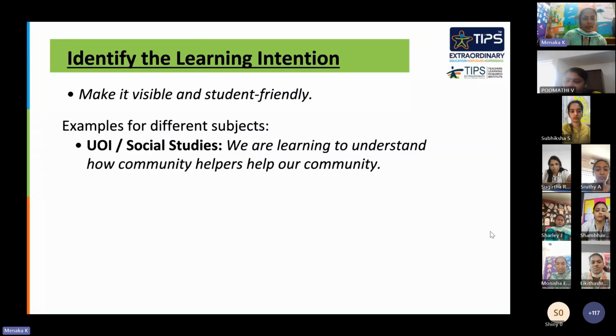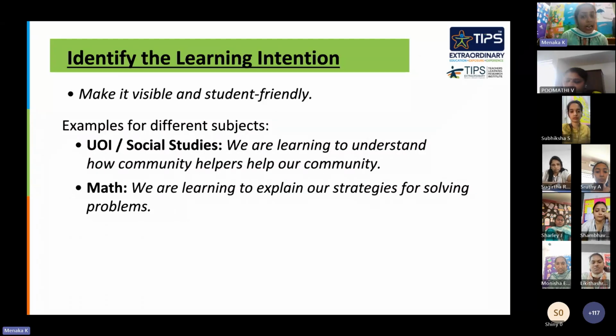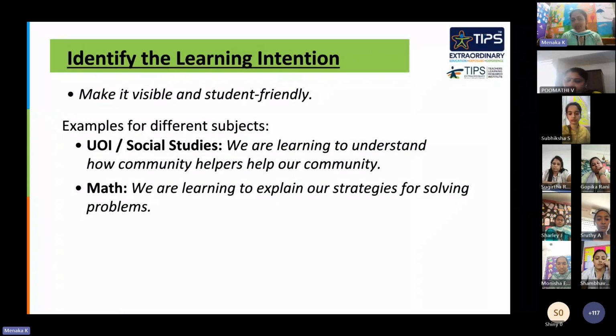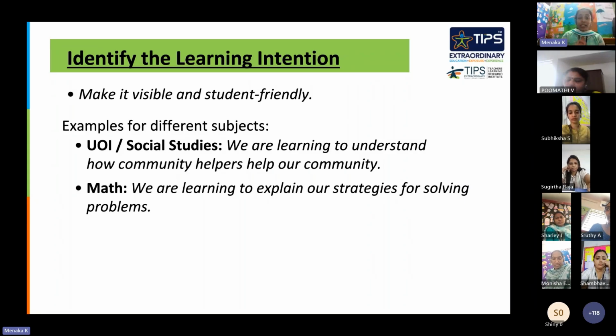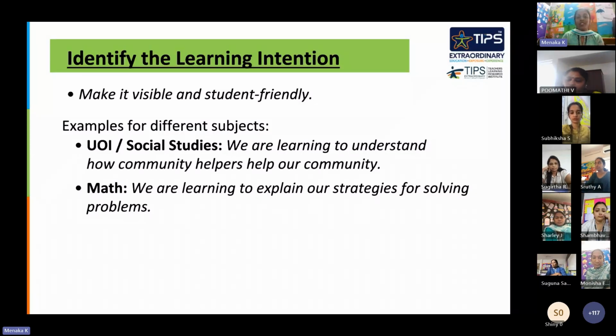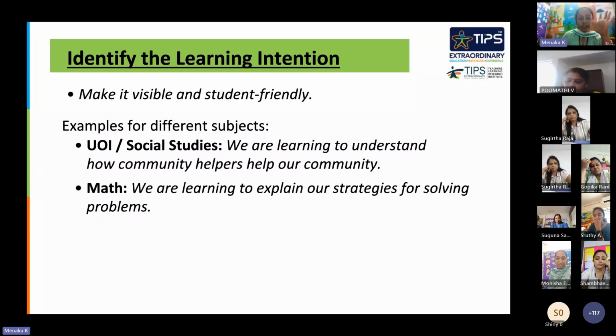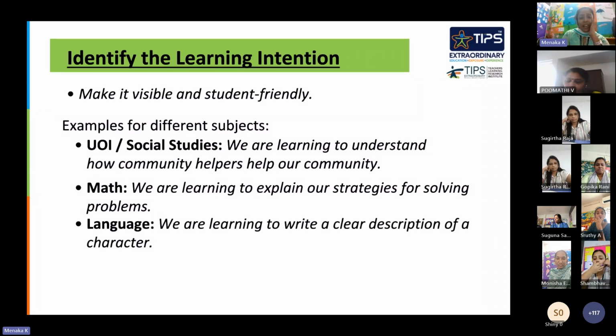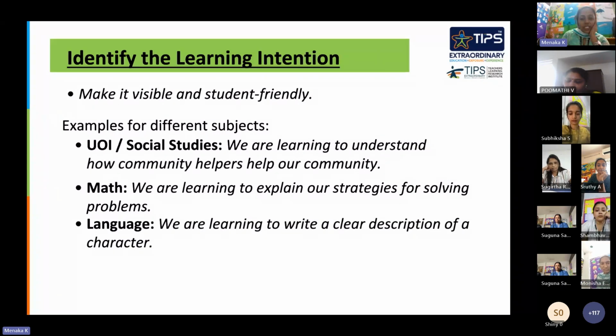For example, if it is math, we are learning to explain our strategies for solving problems. When you give real world problems to the children, they should know the step-by-step process. First, I should be able to read the real world problem. I should be able to understand what operation is being done. I should know the step-by-step instruction for doing the operation. I should solve the problem and I should check my answer. So I should have all these criteria in my mind to solve the particular problem. For languages, we are learning to write a clear description of a character.